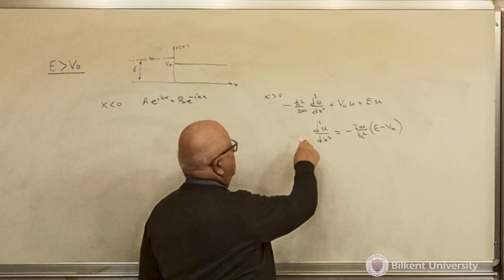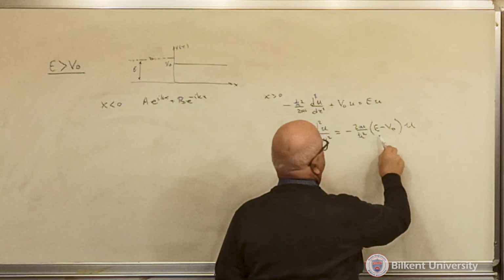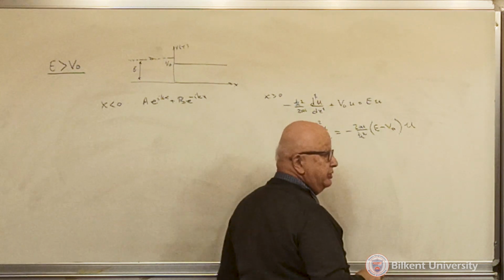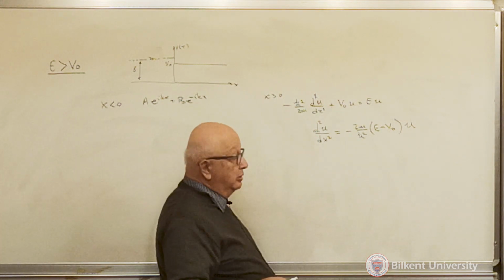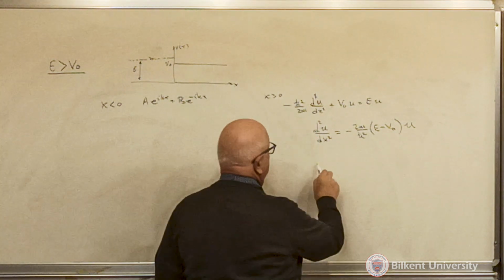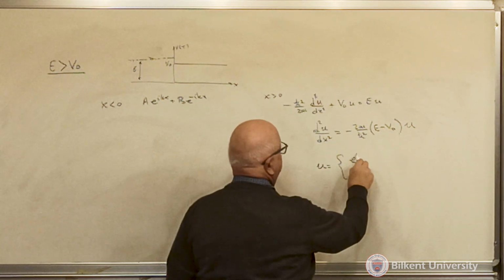So E will have the minus sign and so on. So E minus V0 times U. E minus V0 is now positive, so this coefficient is negative. So the solutions to U are again exponentials, complex exponentials.